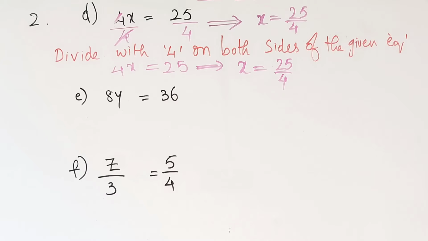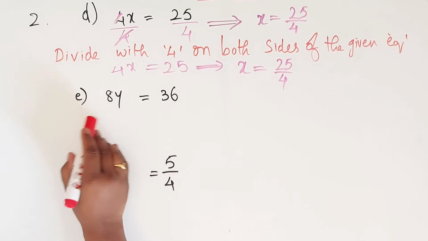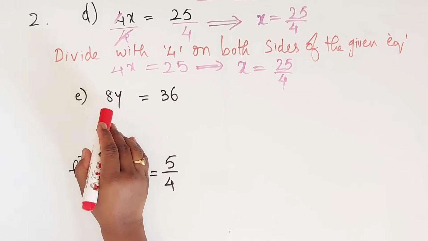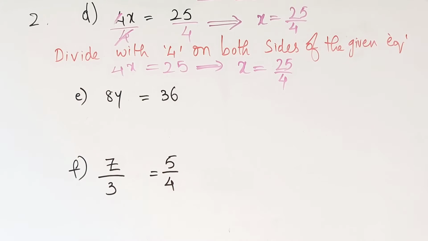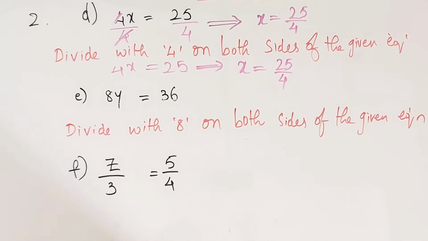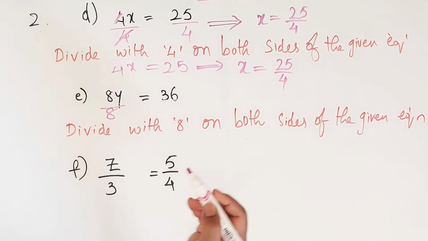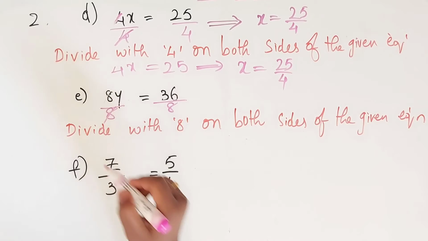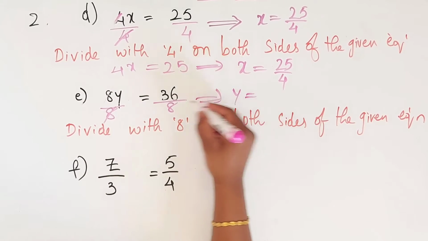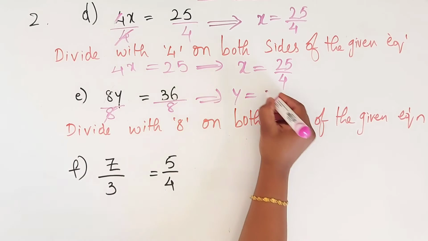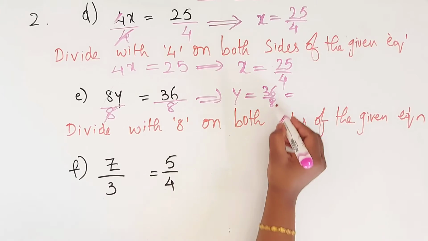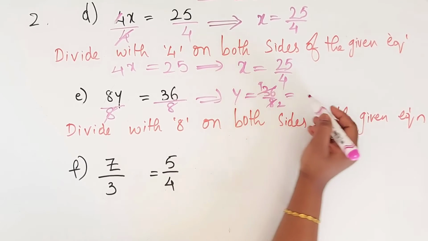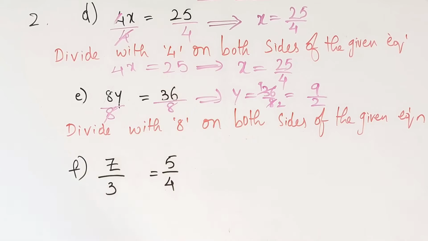Question E, 8y equal to 36. Here 8 is multiplying the variable. We don't want any constants here, we only need to separate the variable. Y we need, right? So we have to divide by 8 on both sides of the equation. Divided by 8 on the left hand side and divided by 8 on the right hand side also. 8 will get cancelled here, so y equal to 36 by 8, children. We can simplify this one. 4 2s are 8, 4 9s are 36, right? So y equal to 9 divided by 2.